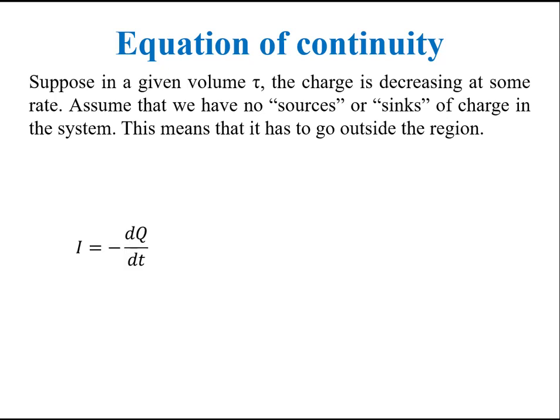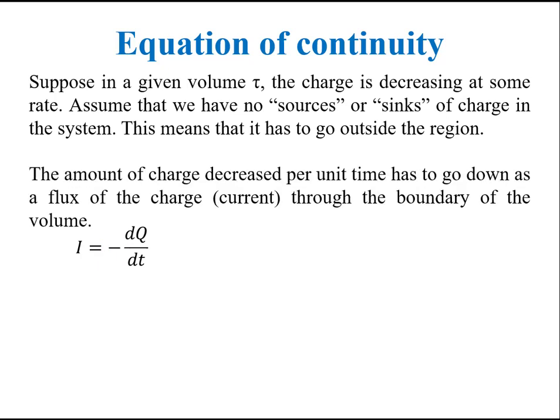Then the current I will be defined as the time rate of charge. As with increase of time, the charge in given volume will decrease, a negative sign is put in the expression. The amount of charge decreased per unit time has to go down as the flux of charge or the current through the boundary of the volume. So, the given equation can be written as this.